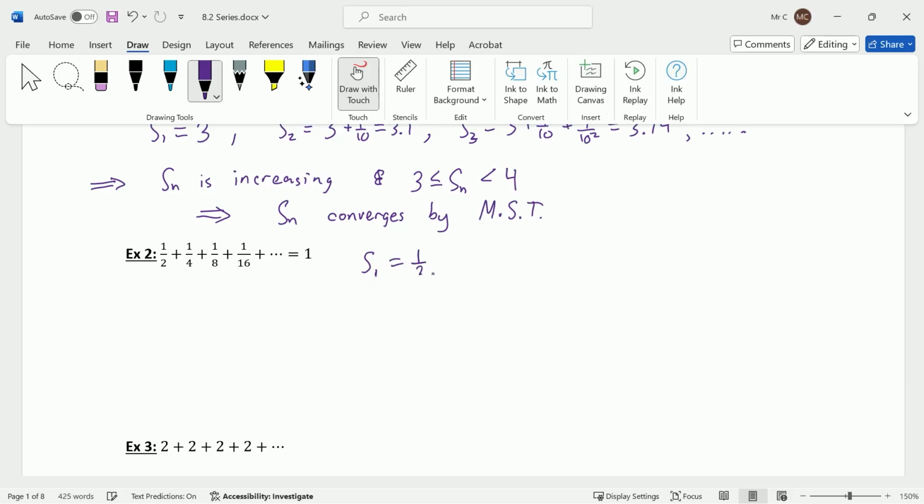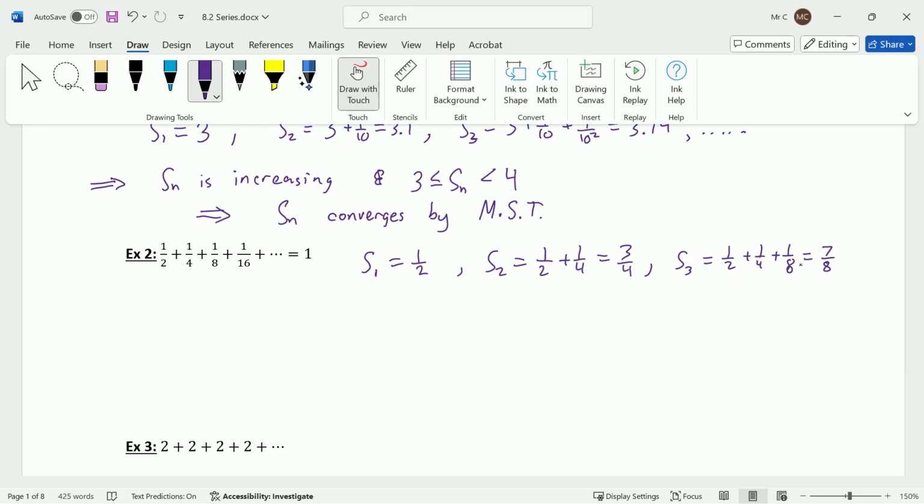So the first partial sum is just 1/2. And the second partial sum is 1/2 plus 1/4, which is 3/4. And the third partial sum is 1/2 plus 1/4 plus 1/8, which is 7/8.